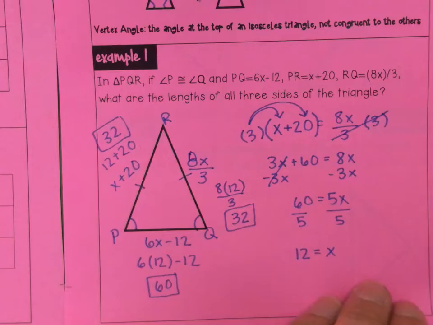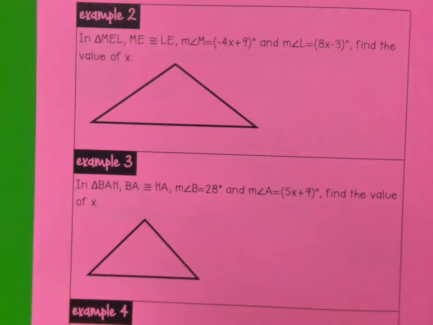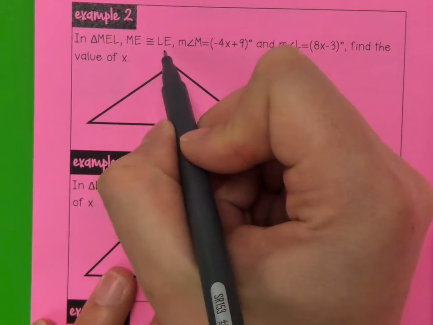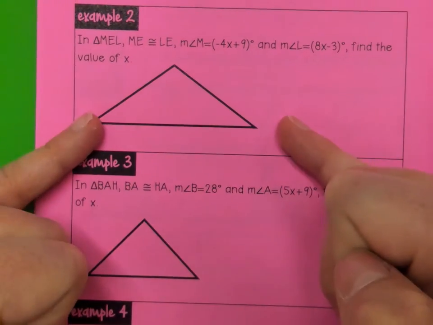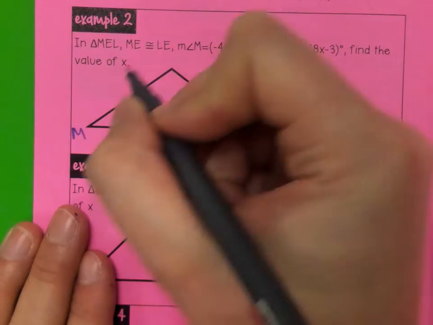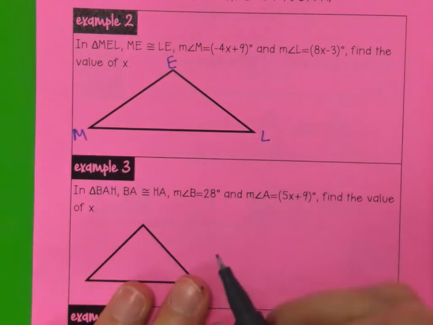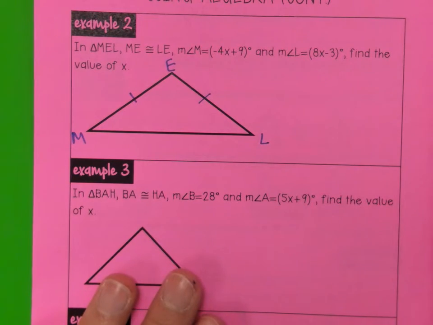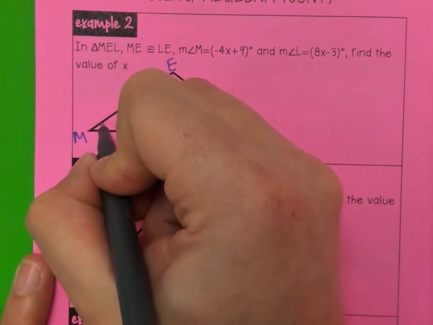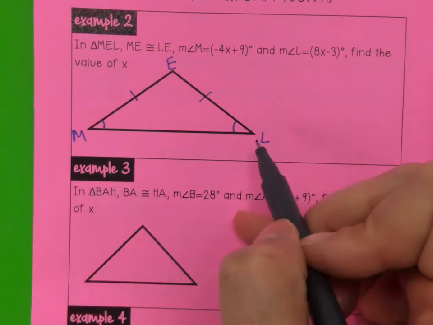All right, so go to the next page. We have triangle MEL. We have ME is congruent to LE. So that means ME and LE have to be these two sides. So I'm going to label this as ME, and then this is going to be LE. We're going to mark them congruent. And then if we know the sides are congruent, we also know their angles are congruent.